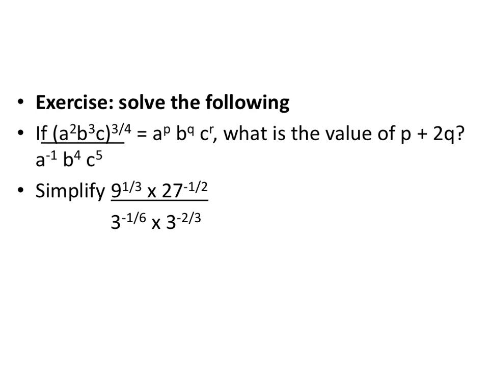Another exercise, solve the following. If a squared b cubed c all in bracket raised to power 3 over 4, all over a raised to power minus 1 b raised to power 4 c raised to power 5, is equal to a raised to power p, b raised to power q, and c raised to power r, what is the value of p plus 2q? Also simplify 9 raised to power 1 over 3 times 27 raised to power minus 1 over 2, all over 3 raised to power minus 1 over 6 times 3 raised to power minus 2 over 3. So this is an exercise for you to solve.